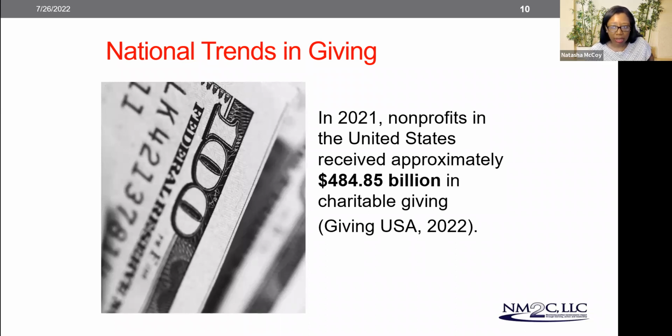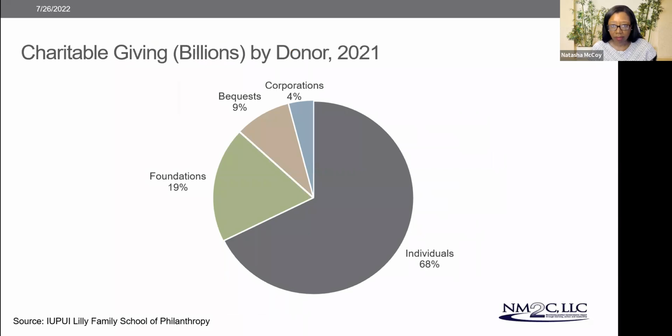So in 2021, nonprofits in the United States received approximately $484 billion, with a B, in charitable giving. This was according to Giving USA's 2022 report. Here's a pie chart. I hope everyone can see it. You may not be able to see the little labels next to each pie piece, but in 2021, individuals gave 68%. Like I said, it was $484 billion. And the majority of that came from individual giving.